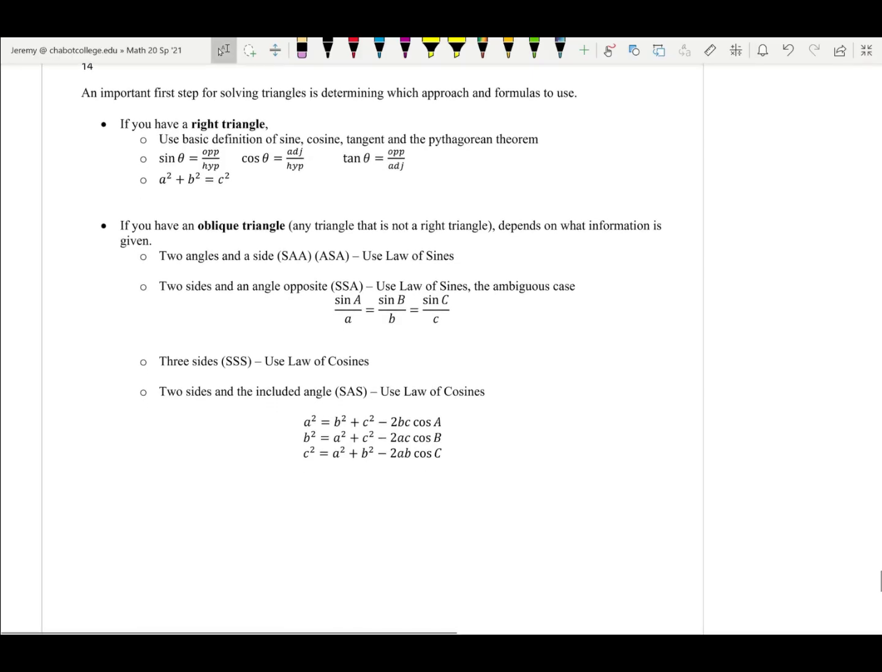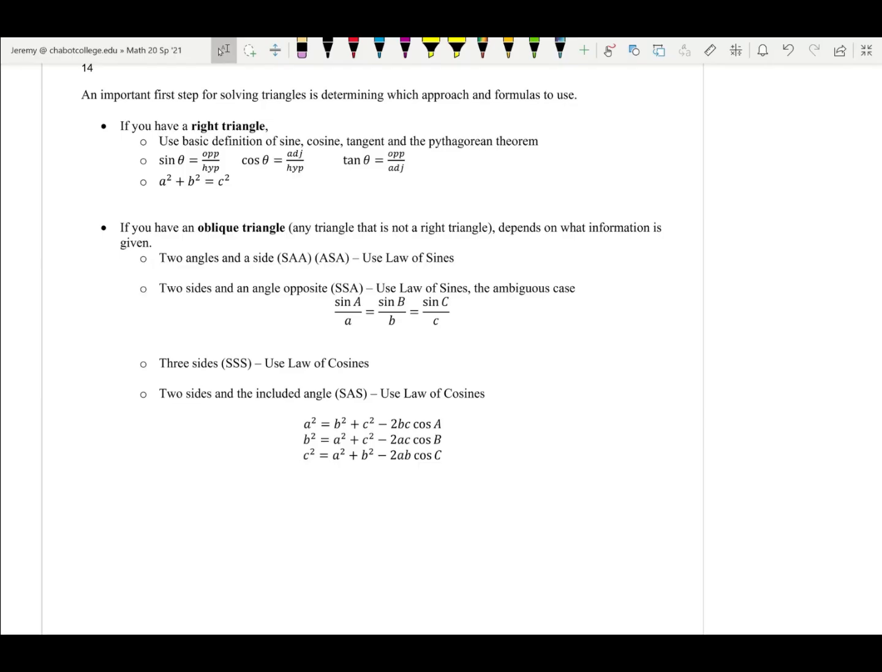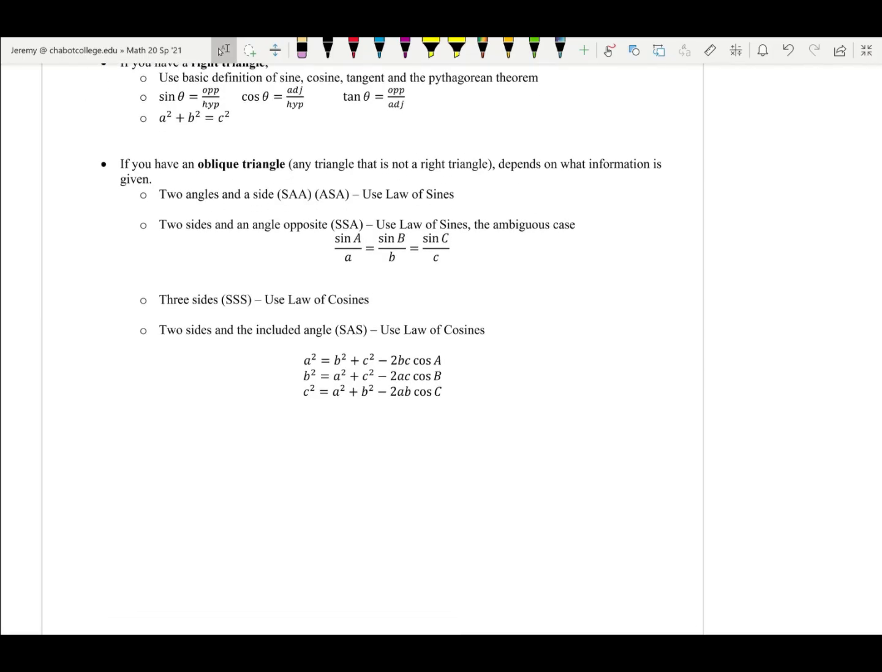Okay, what if we have an oblique triangle, so a triangle that doesn't have a right angle in it? Well, then we know we're going to have to start using these alternative theorems like law of sines and law of cosines. So which of those do we use? Well, if we have two angles and a side, like the side angle angle case or the angle side angle, then we can use law of sines. And if we have two sides and an opposite angle to one of those sides, then we can also use the law of sines.